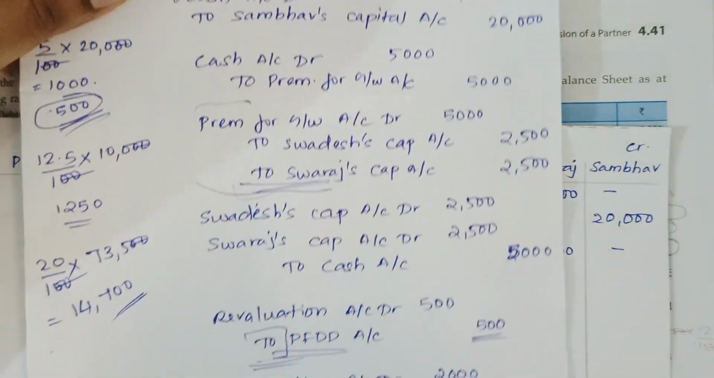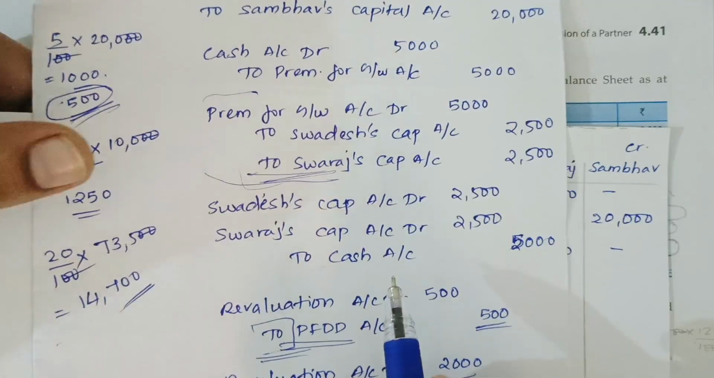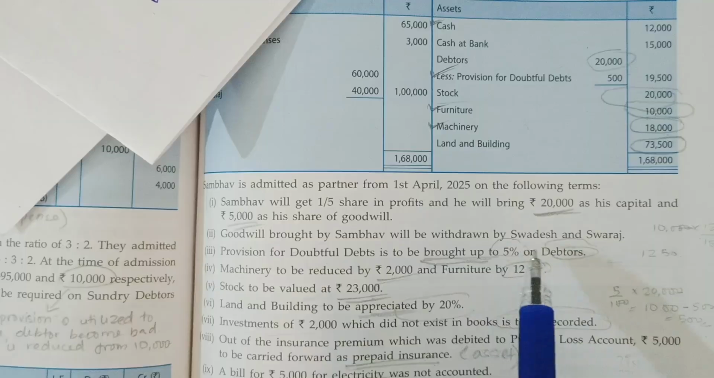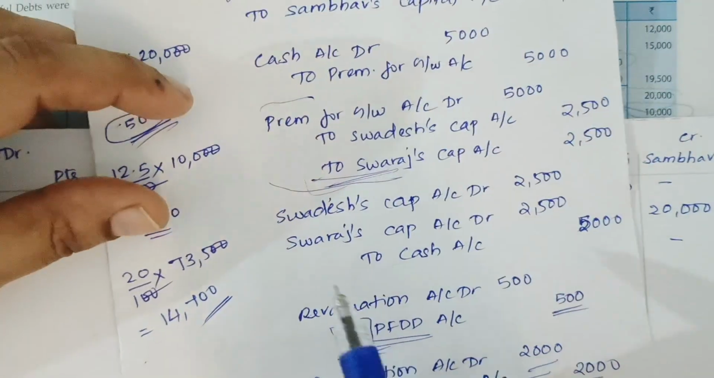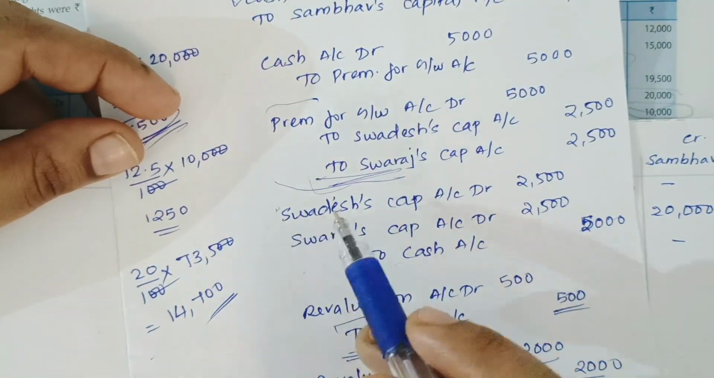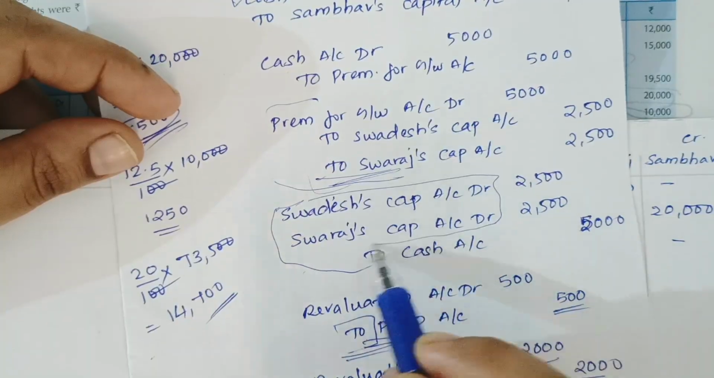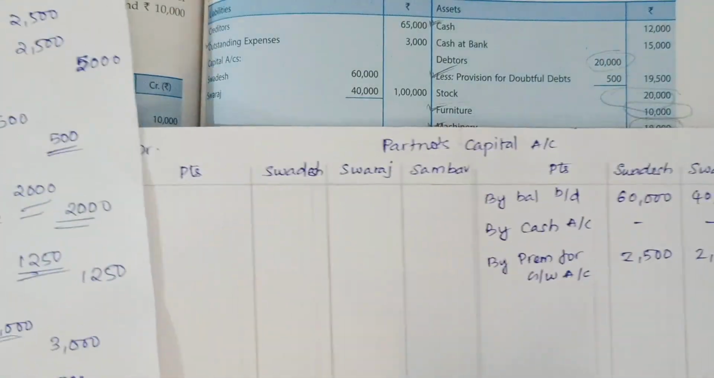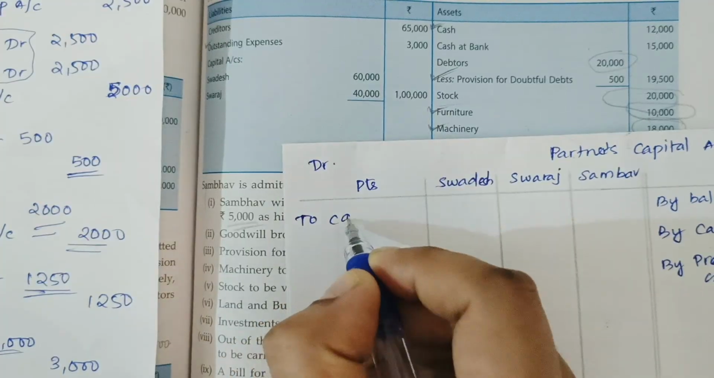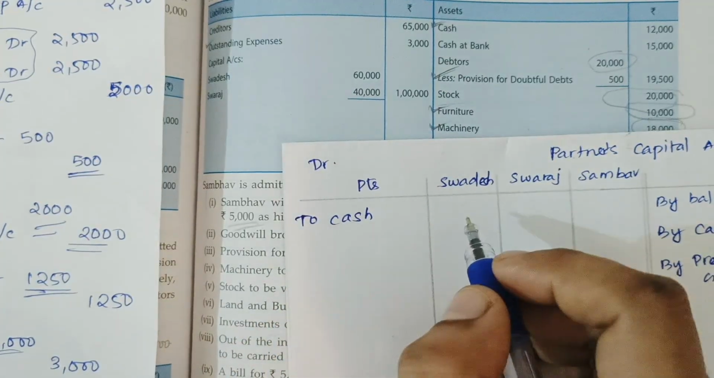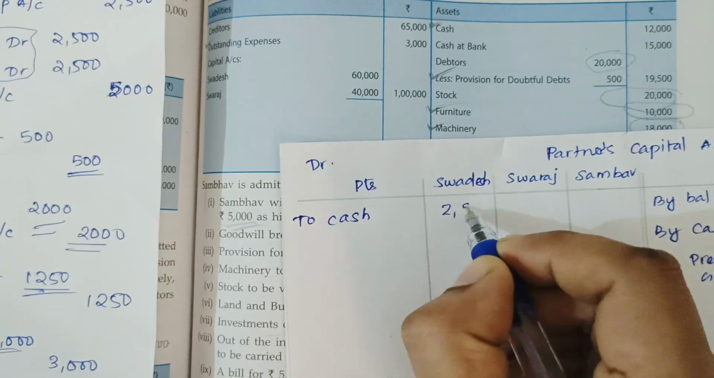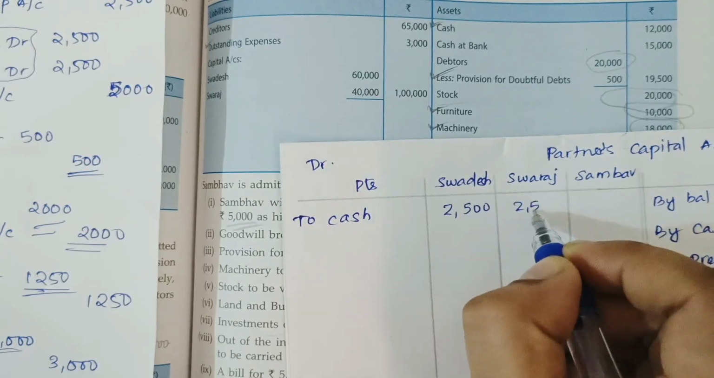Now it is mentioned in the question that goodwill brought by Sambhav was withdrawn by Swadesh and Swaraj. So the entry was Swadesh's capital account, Swaraj's capital account to cash. This has to be recorded in their capital accounts. So it is on the debit side to cash. It was withdrawn by Swadesh and Swaraj, 2,500 and 2,500.